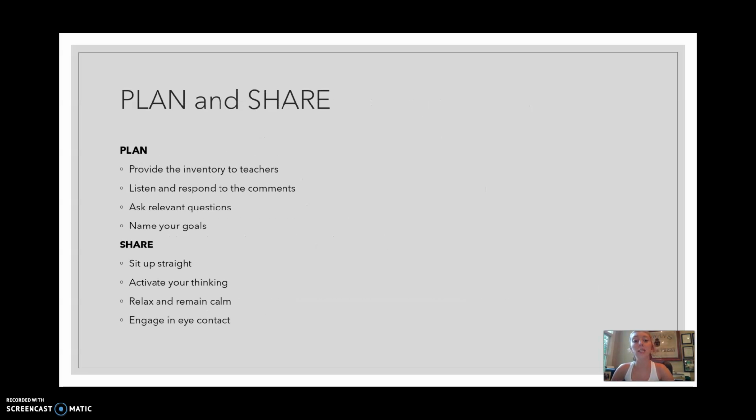So the plan and share strategy includes, for plan, number 1, provide the inventory to teachers, listen and respond to the comments of those teachers, ask relevant questions to the teachers about those comments, perhaps the students should prepare them beforehand, and also name your goals. The share part of the strategy has students sitting up straight, activating their thinking, relaxing and remaining calm, and also engaging in eye contact.